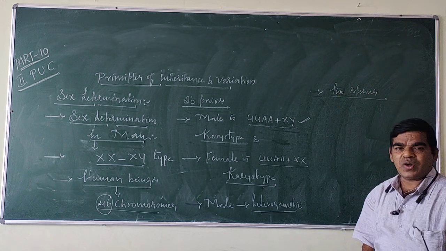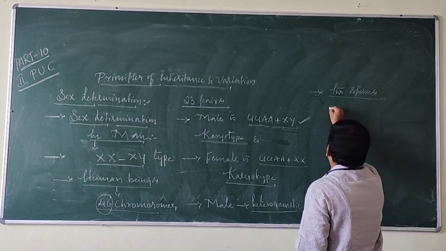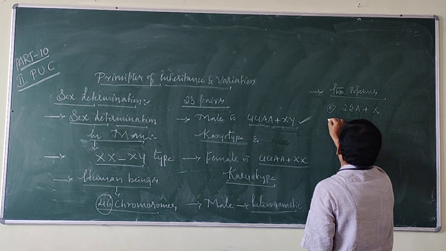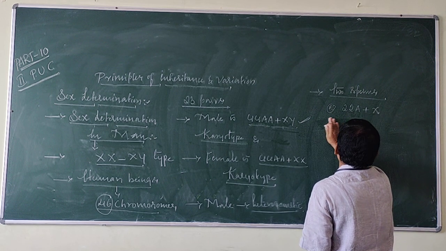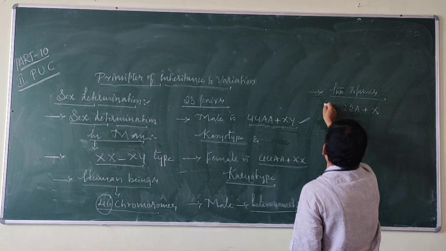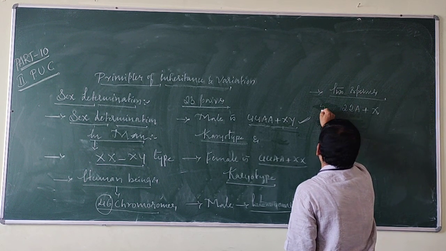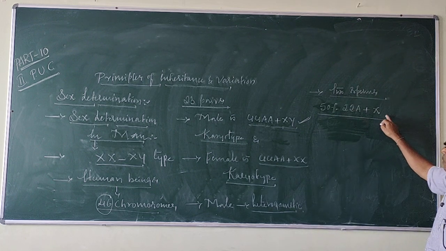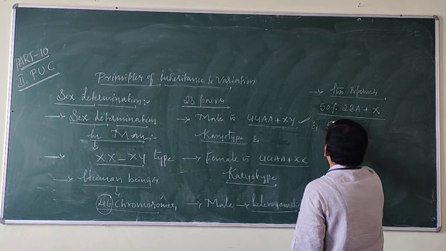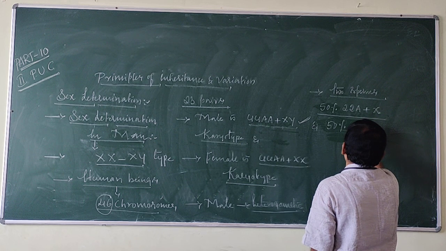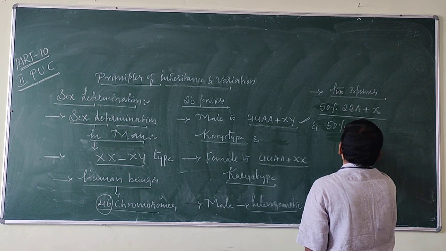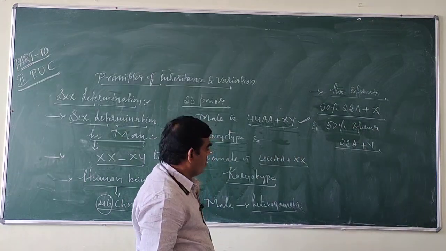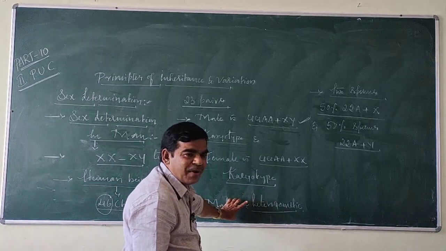They are 22A plus X, and the second one is 22A plus Y. So 50% of sperms are 22A plus X, and the remaining 50% of sperms are 22A plus Y. So the male individual is heterogametic.